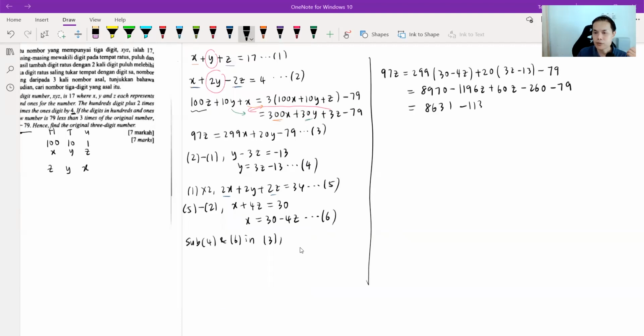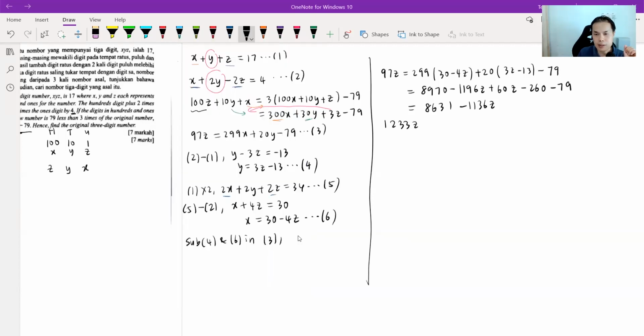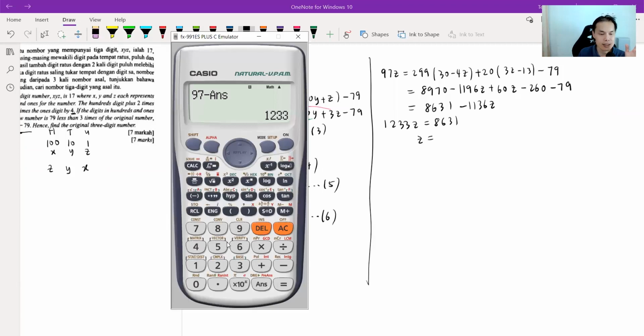So 1136z, bring over to the right. You're adding this with 97. So 97 minus this answer, it's 1233. 1233z equals 8631. I know the number is very big and annoying. All right. So to find z, I take 8631 divided by this answer. My z is 7.